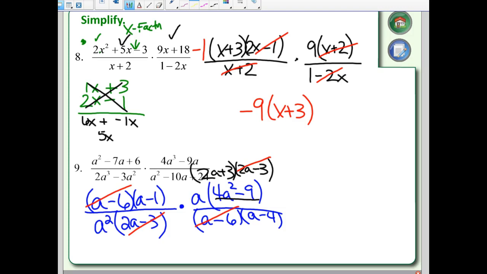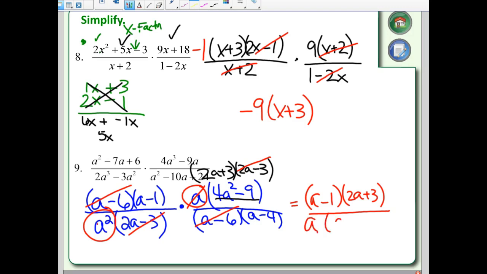And it looks like that might be it. Oh, did you see it? Good. Did you realize we have an a here and we have an a squared over there? So this one's going to cancel. So what's left in my numerator? Well, I've got a minus 1, and we've got 2a plus 3. In the denominator, we have 1a left there, and then we've got a minus 4.